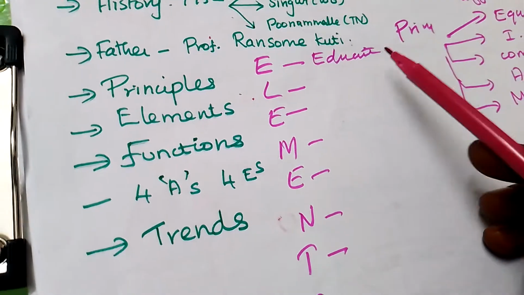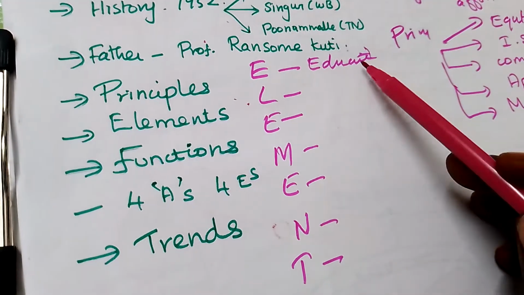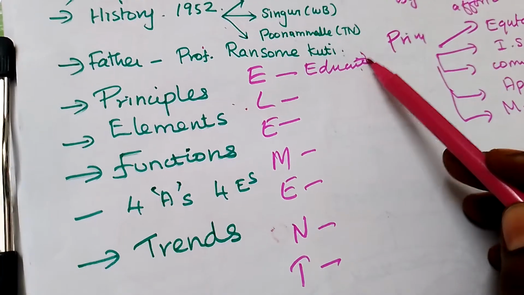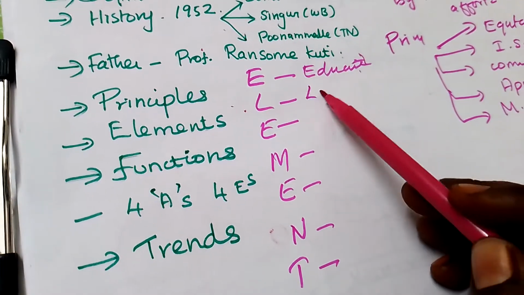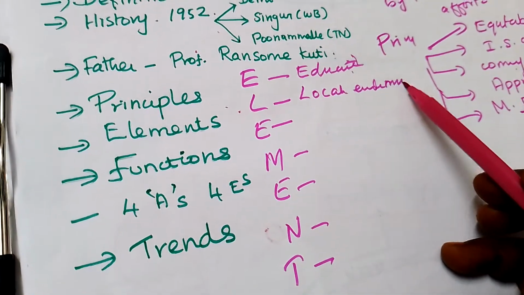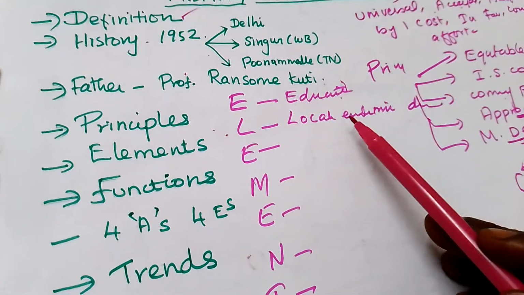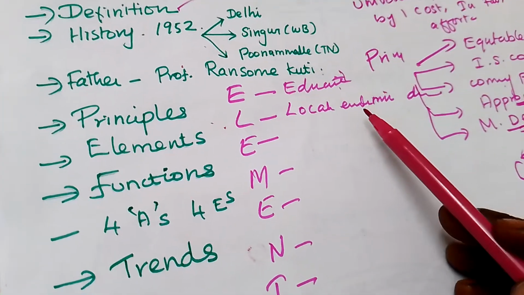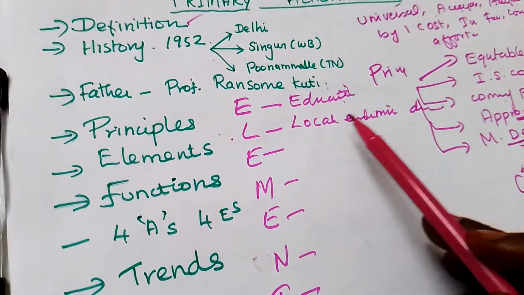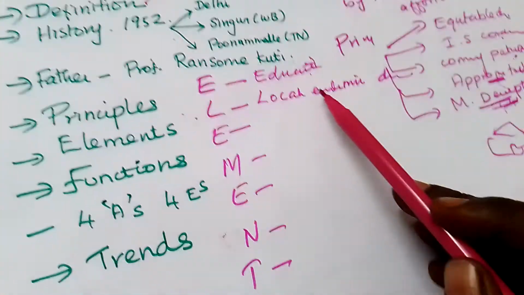Education. That's why I told you, ASHA or USHA are going to educate the community people, and that education will create awareness. So this is education. L is local endemic disease control. You know what is endemic, epidemic and pandemic. Corona is a pandemic. Endemic is a disease in a particular area; epidemic is a sudden outbreak. The primary healthcare center will be controlling the local endemic diseases.